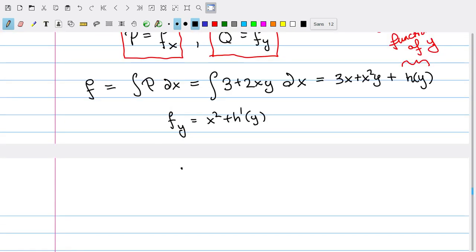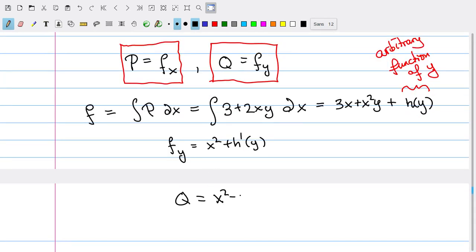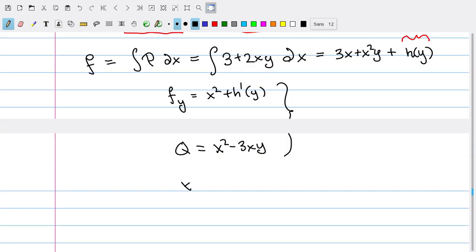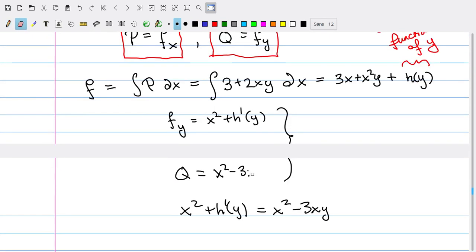So we can write that Q should be equal to, well, what was Q? Q was equal to x squared minus 3xy. So what we get here in the end is that x squared plus h prime of y should be equal to x squared minus 3xy. Oops, I've completely written down the wrong Q. Q was x squared minus 3y squared. What a silly mistake. There we go. That makes a lot more sense. So we get x squared plus h prime of y equals x squared minus 3y squared.